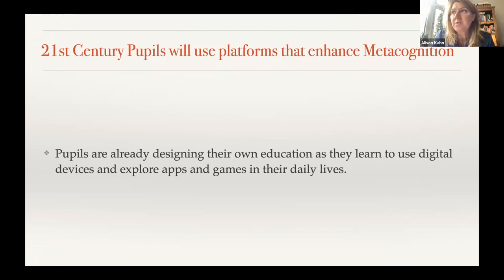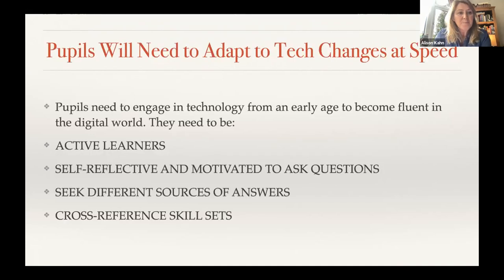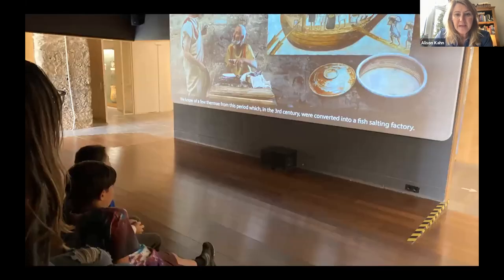Okay, so that was a 9-year-old boy telling me how he felt fairly confident and how his gaming was quite useful to learn these digital skills. But as we know, pupils will need to adapt to tech changes at speed. Pupils need to engage in technology from an early age to become fluent in the digital world. They need to be active learners, self-reflective, and motivated to ask questions. They need to seek different sources of answers and cross-reference skill sets. Here's another little bit of audio from a 12-year-old boy.